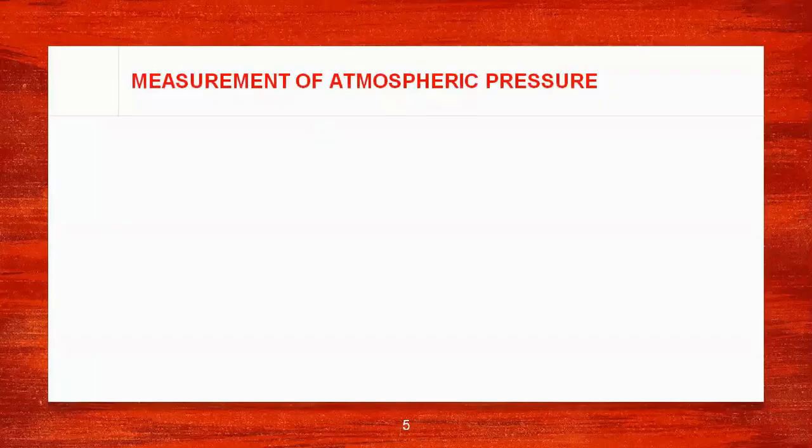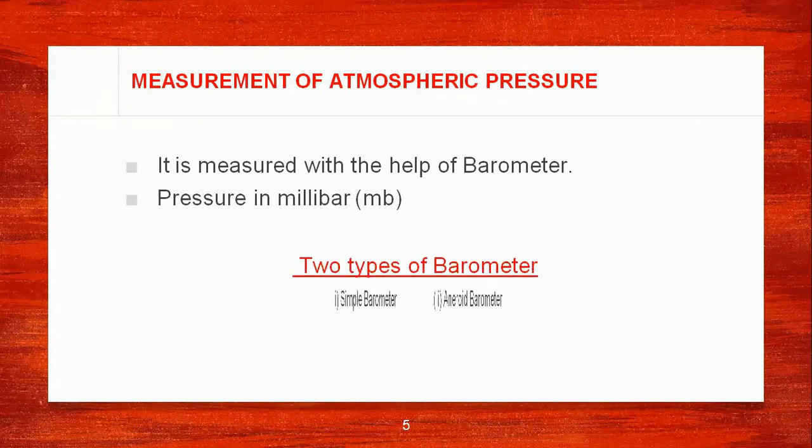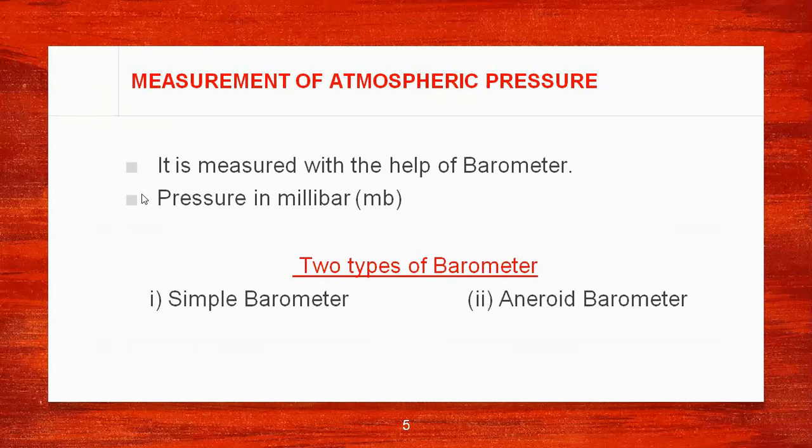Now, measurement of atmospheric pressure, that is the next element of the weather. It is measured with the help of barometer. The instrument used to measure the atmospheric pressure is called barometer. The unit used in the measurement of atmospheric pressure is millibar. This is written in the form of small letter m and small letter b. There are two types of barometer. Firstly, simple barometer. Secondly, aneroid barometer.